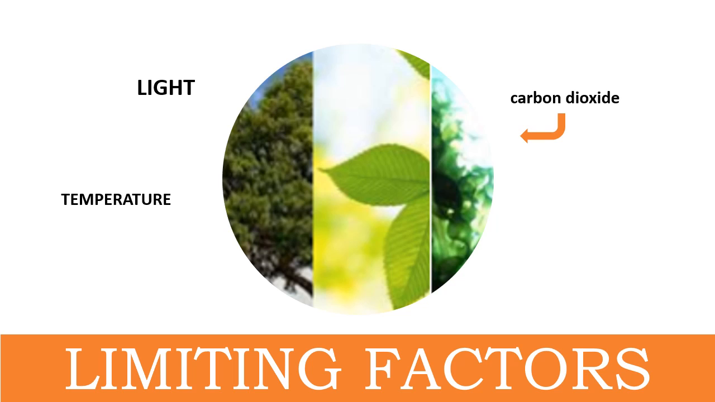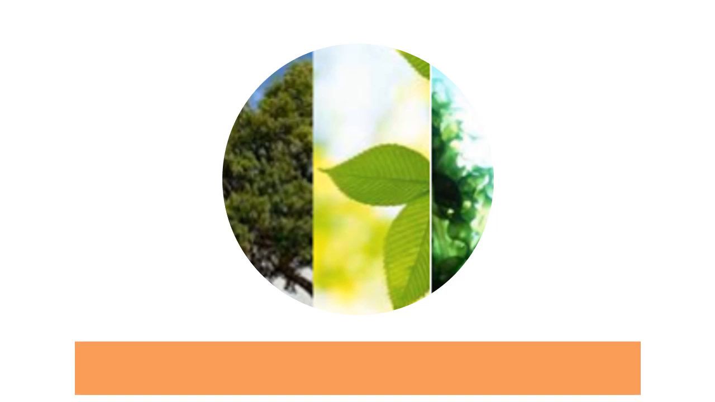So the rate of photosynthesis will be affected by the external factors, especially light intensity, the temperature of the day, and the concentration of carbon dioxide in the atmosphere. These are called the limiting factors.